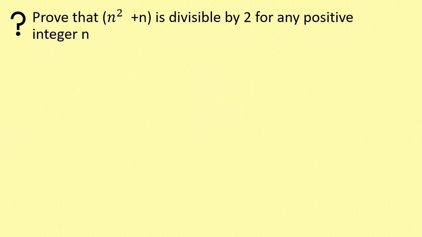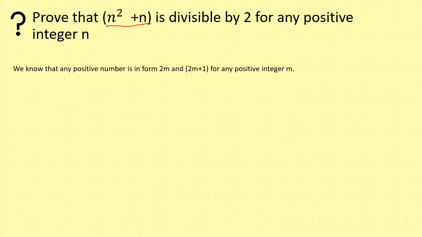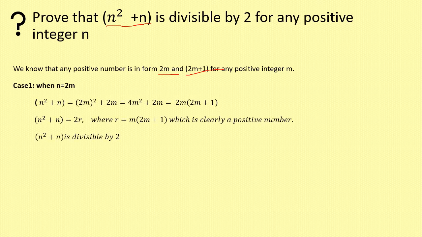So let's start with our first question. Prove that n square plus n is divisible by 2 for any positive integer n. We know that a positive number can be written in two forms, 2m and 2m plus 1. So we will take n is equal to 2m and n is equal to 2m plus 1 in two cases.